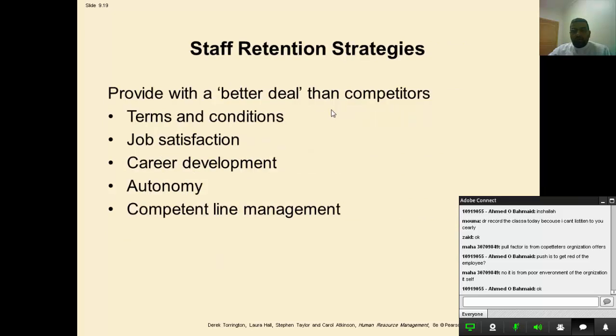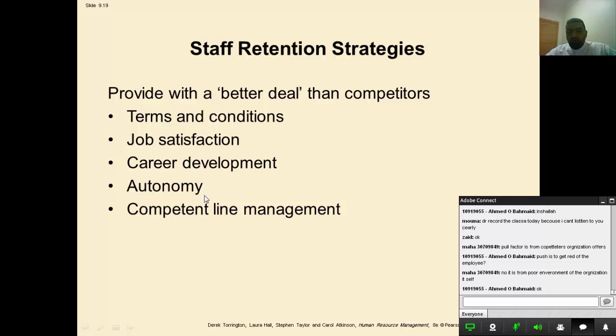The staff retention strategies are also very important here. You need to make better conditions or better terms for the employees, and the company must measure the job satisfaction, or must increase the job satisfaction, in order to retain their employees. The company also must provide career development to its employees. Okay, give them the confidence, give them the ability to do something.